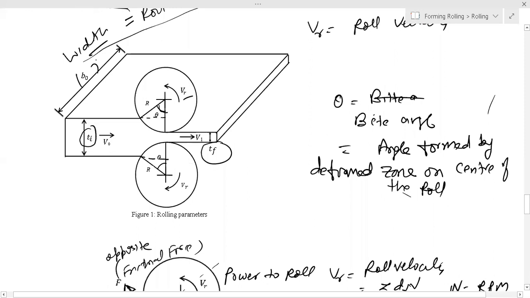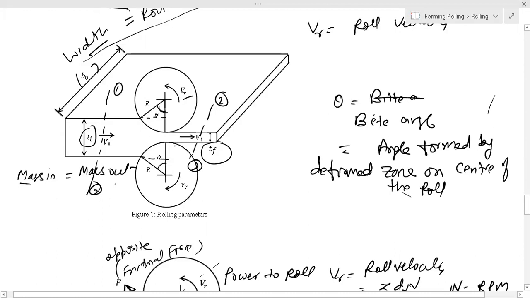Mass in equals mass out. Mass in is equal to, so this section is section 1 and this is section 2. So it is how much mass is going into the roll and how much mass is coming out from the roll. Because the mass conservation law must be satisfied.